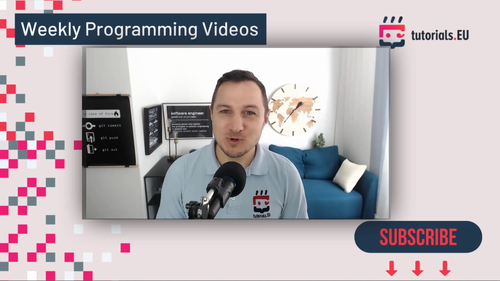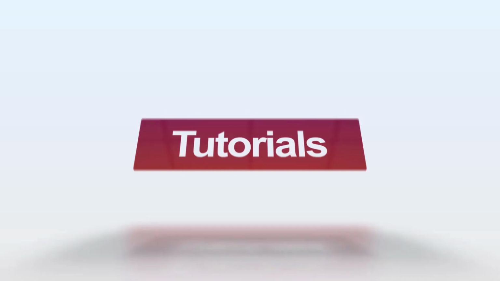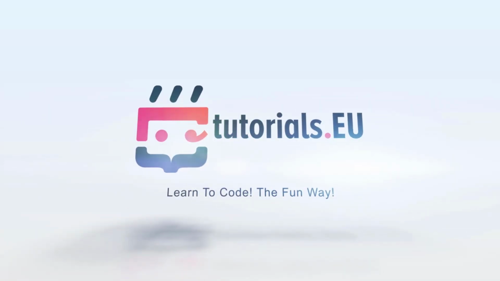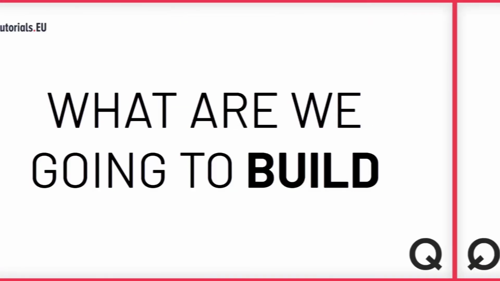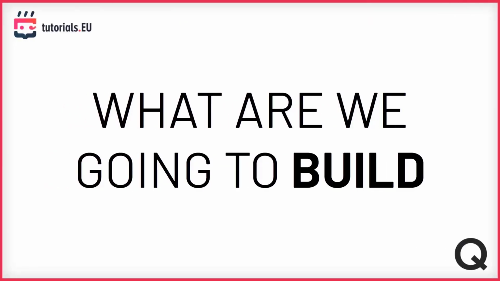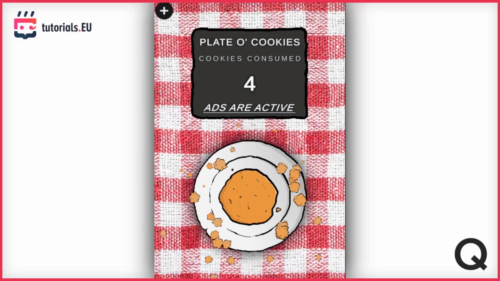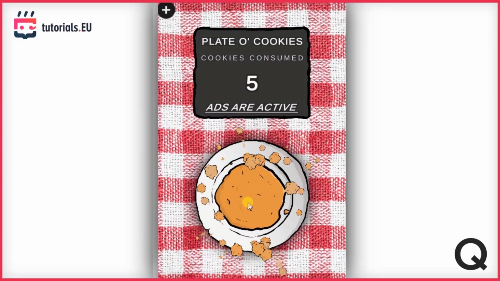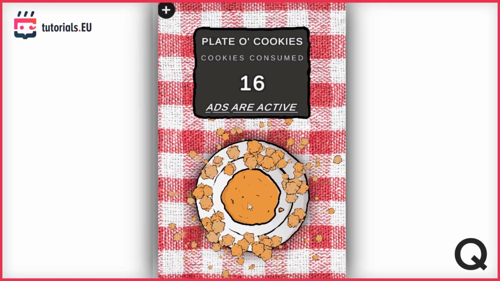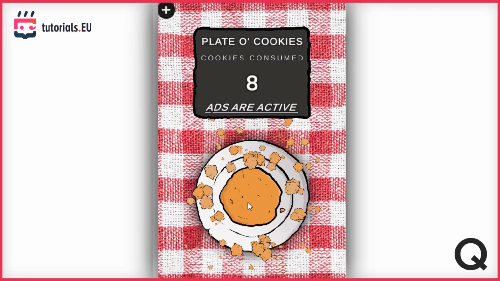Now let's look at what we're going to build specifically. All right, so what are we going to build? Well, the game itself consists of a simple cookie clicker game. Each time you click, the number goes up by 1. Simple enough. Every 30 seconds, for testing purposes obviously, we get an ad.